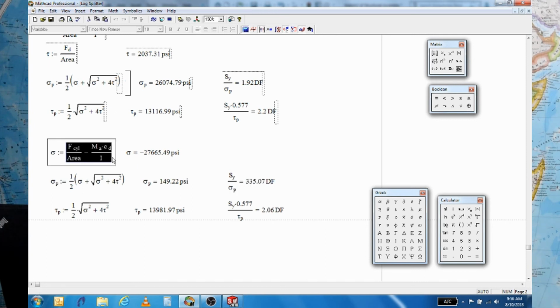But I always like to have positive stresses here. So when I see this, I'm just going to go ahead and copy and cut that whole thing out of there, paste in some absolute value brackets, and make it positive. Okay, so you can see here that our design factor actually dropped.